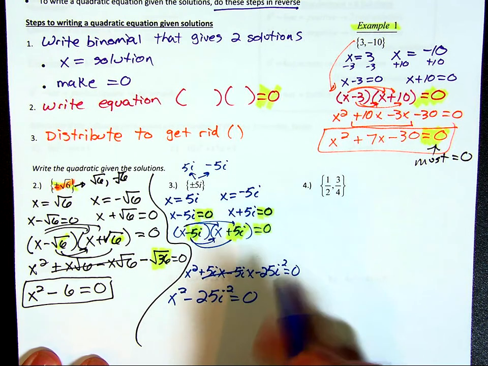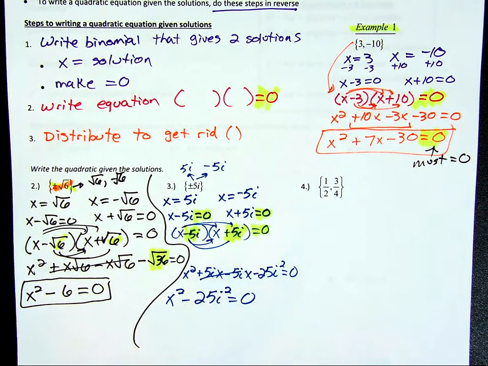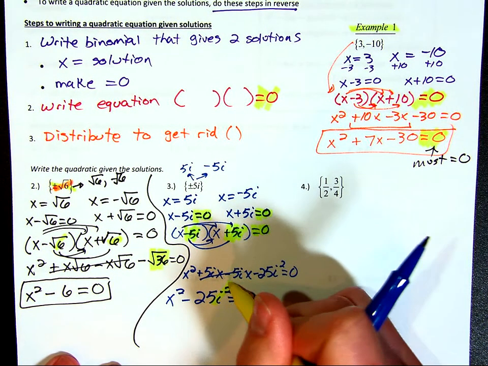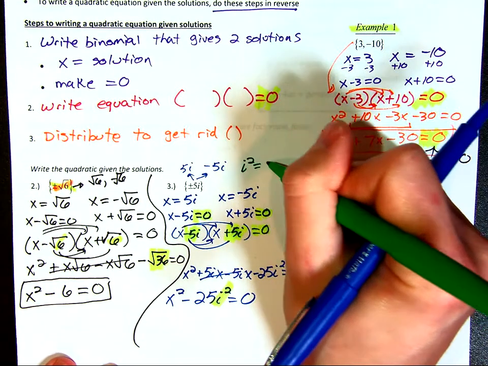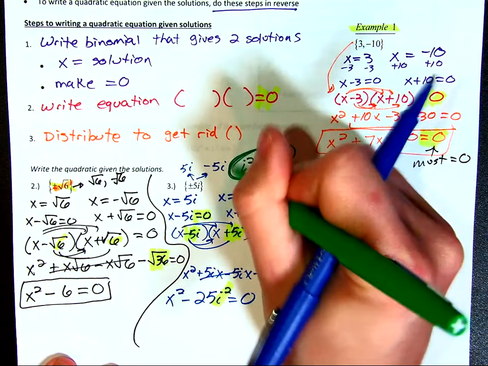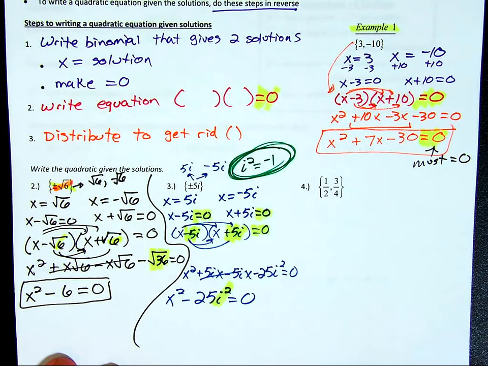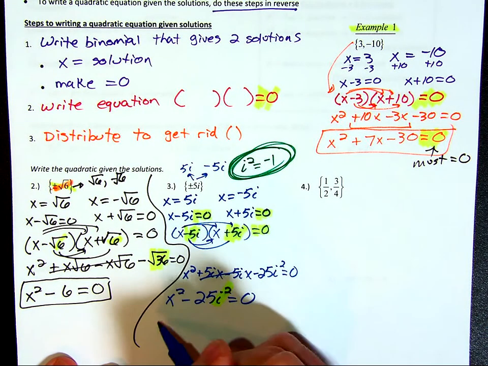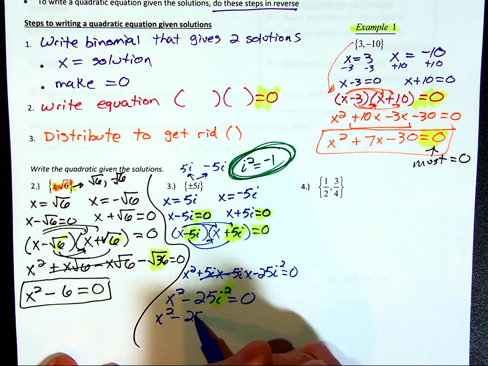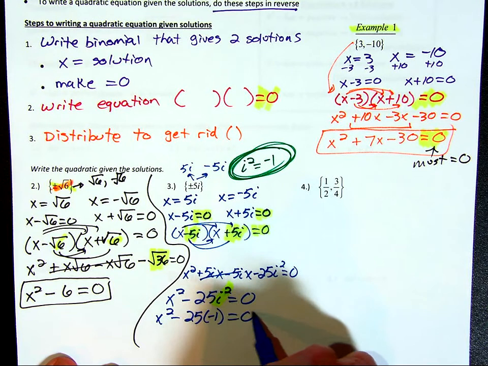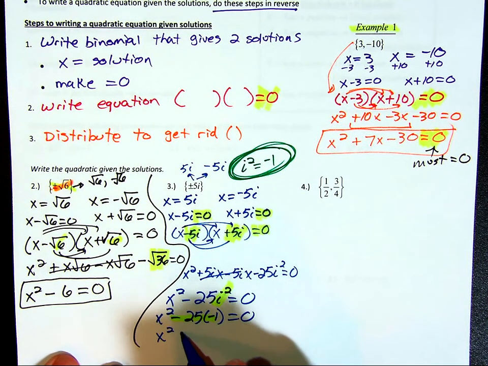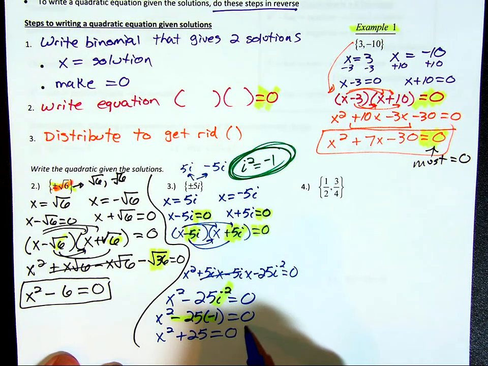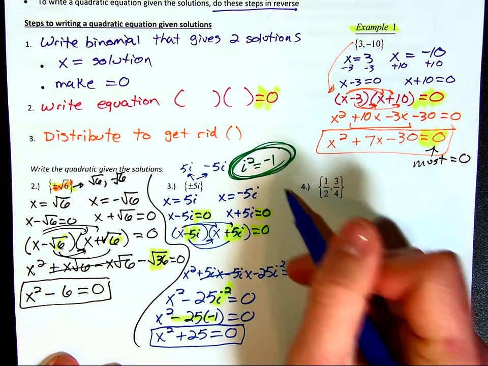And this is where students will make the mistake, because you need to realize i squared is something we learned from before. And remember, i squared is equal to a negative 1. Huge, huge deal to remember from the previous unit. So we'd have x squared minus 25 times negative 1 equals 0. So then we can actually multiply those out and get x squared plus 25 equals 0 as your quadratic formula.